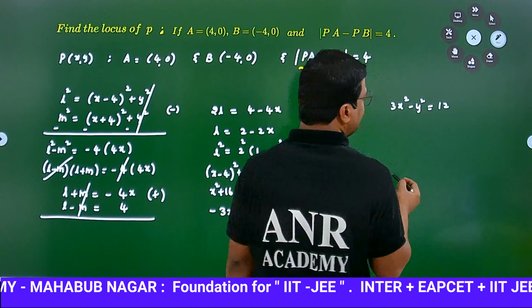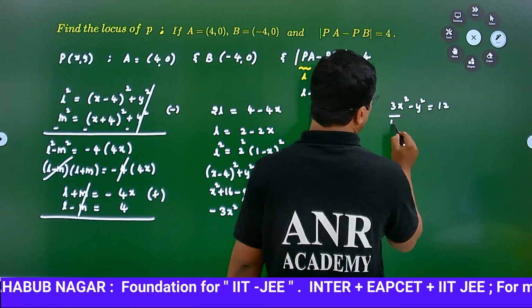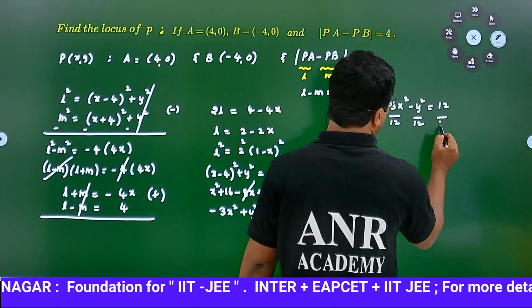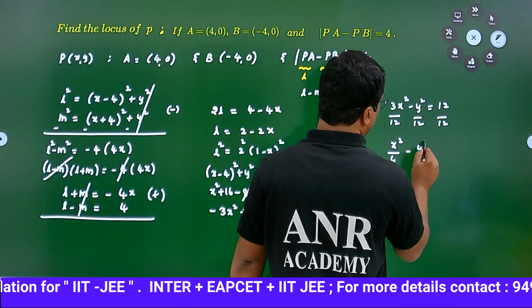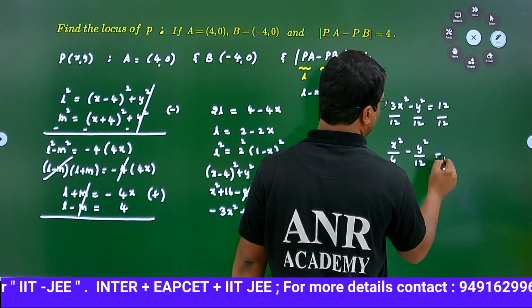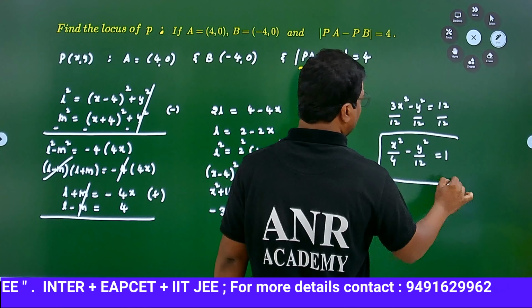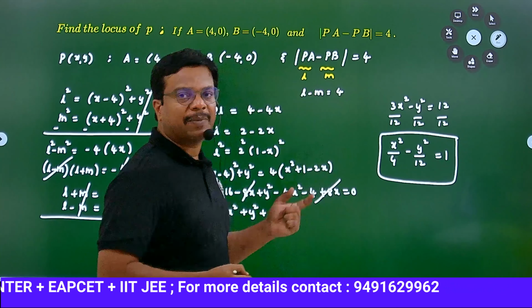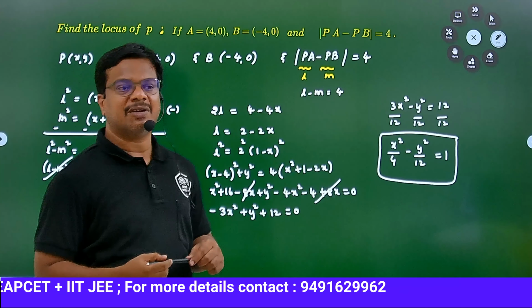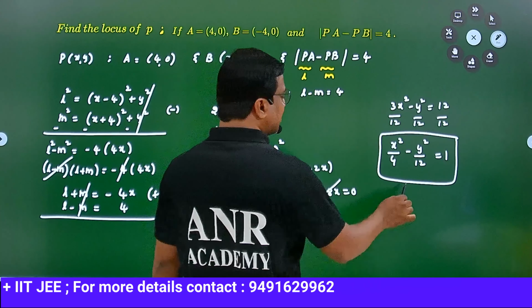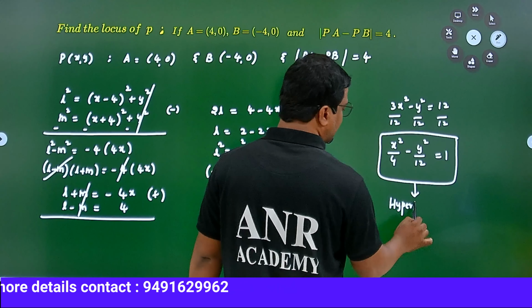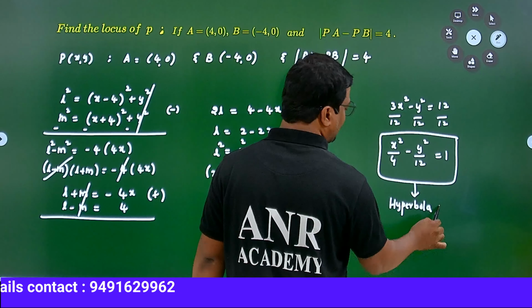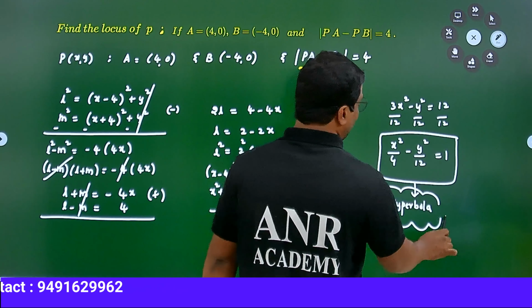On dividing each and every term by 12, we get x square by 4 minus y square by 12 equal to 1. It looks like x square by a square minus y square by b square equal to 1. So it indicates a hyperbola, remember. So the locus of the point satisfying the above condition is a hyperbola.